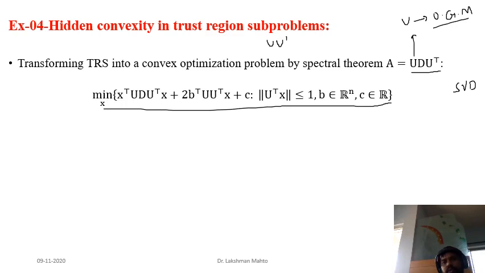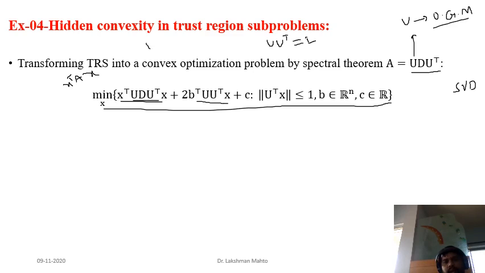Okay, and remember that U is an orthogonal matrix. So what is the inverse of U? Just the transpose. U transpose would be the inverse of U. That means if you multiply U with U transpose, you will get the identity matrix. So there is no issue here. We already had X transpose A X in the objective function. So A has been factored into these three matrices, a special kind of matrix. That's why in place of A, we have written U D U transpose.